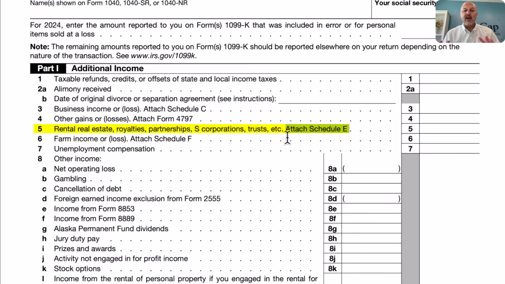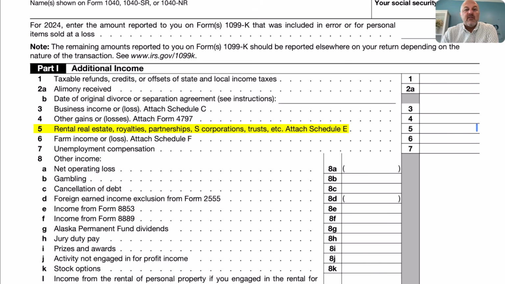If you only had the rental income, you would attach Schedule E showing those 2 rental properties, and then you would put that $10,000 here, okay, as your rental income. And then this would get flowed up to your 1040, and it would be added on to your interest income. It would get added on to your wage income and any other income sources.